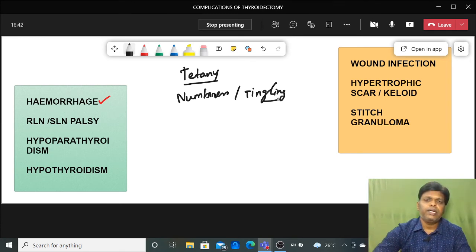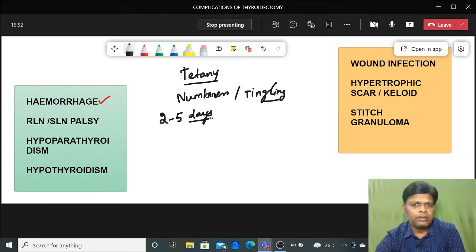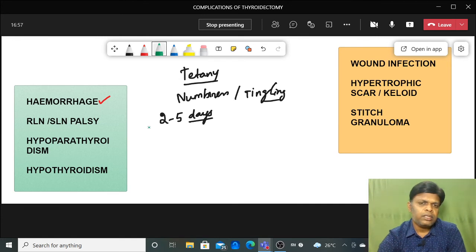This presentation of hypoparathyroidism usually presents 2 to 5 days after the surgery. That is, you can expect it on the third post-operative day. Why? Because some delay will be there, and only after that will it manifest. So you don't get this immediately; in the 2 to 5 days post-operative period you can get it.